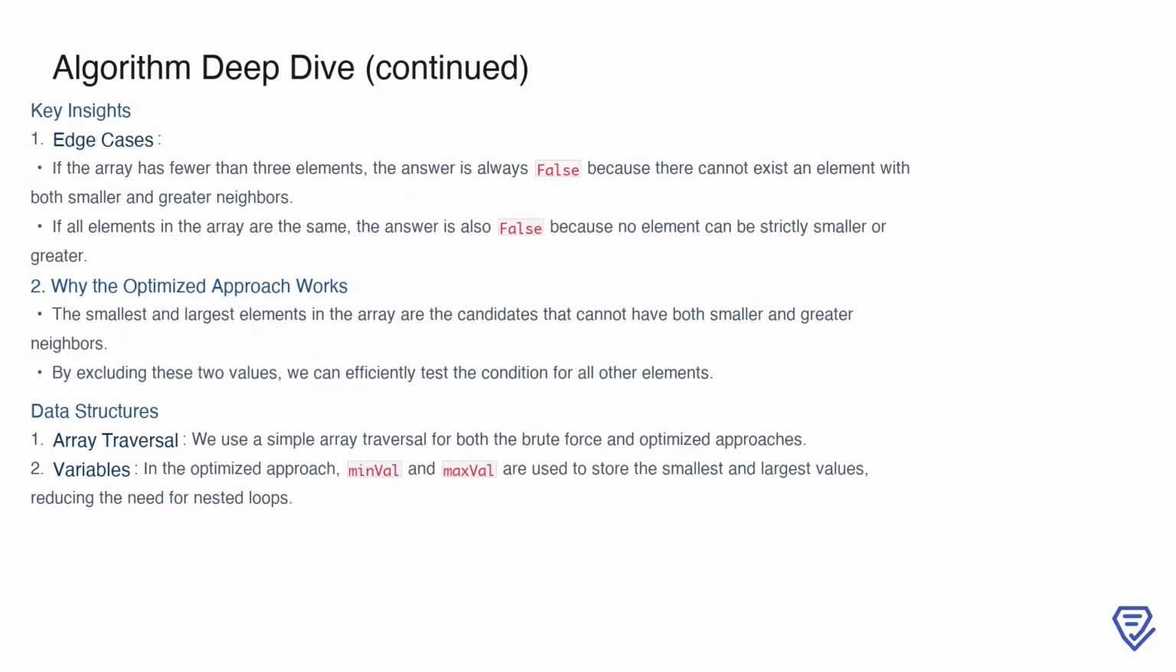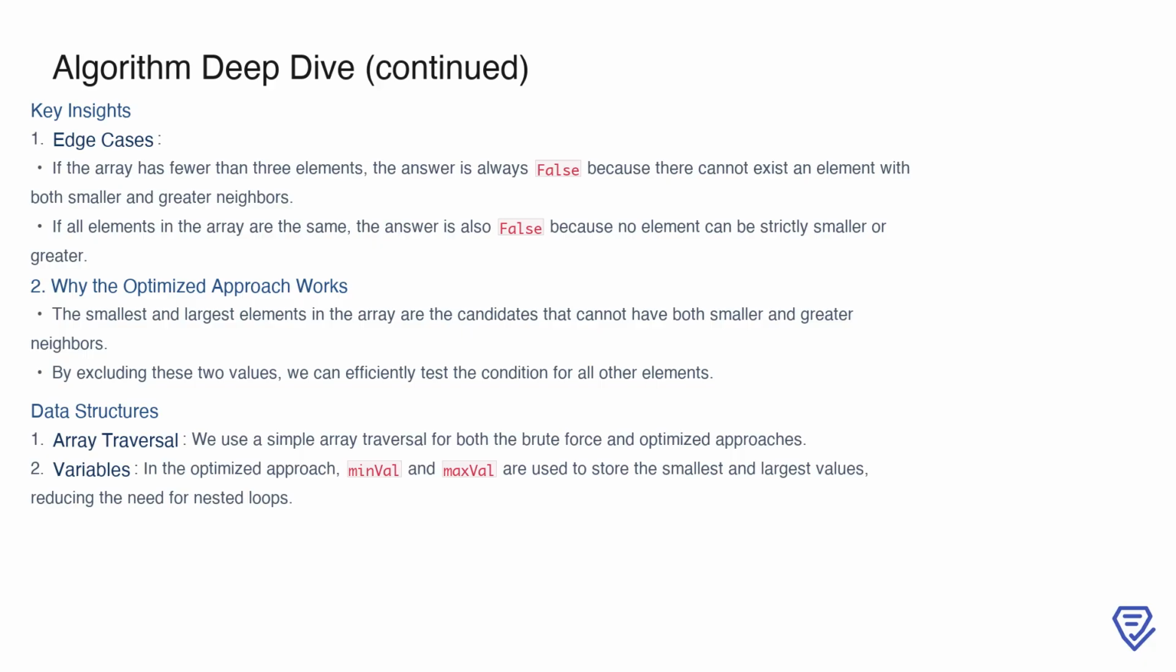If the array has fewer than 3 elements, it is impossible for any value to meet the condition, so the answer is always false. Similarly, if all elements in the array are the same, no element can be strictly smaller or greater than another, meaning the result is also false. The optimized approach works because the smallest and largest elements in the array are the only values that cannot satisfy the condition. By identifying and excluding these two extremes, we can efficiently test the remaining elements.